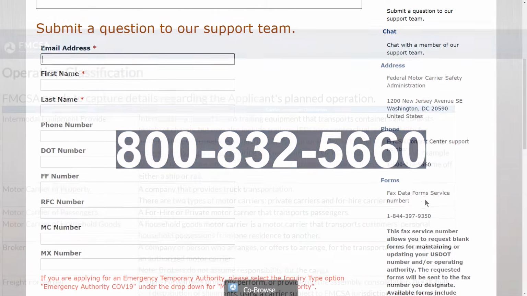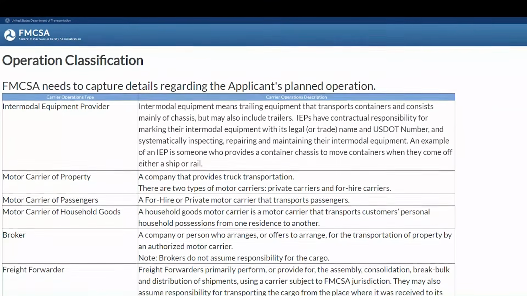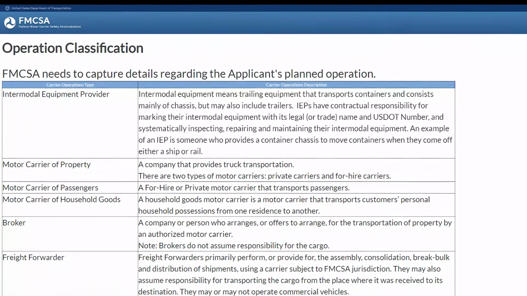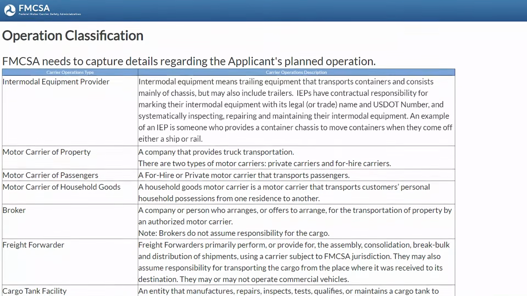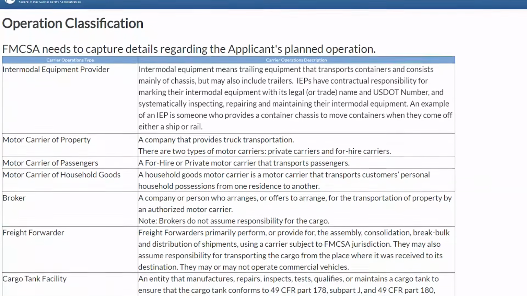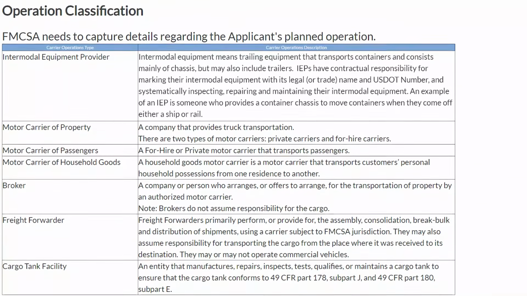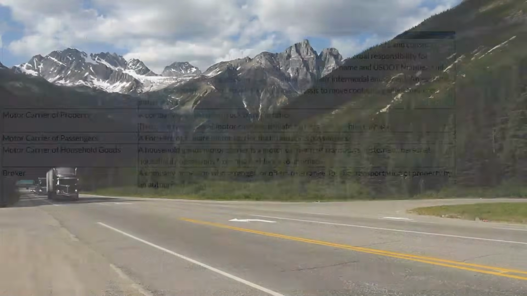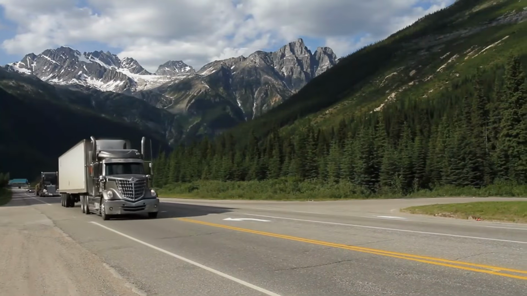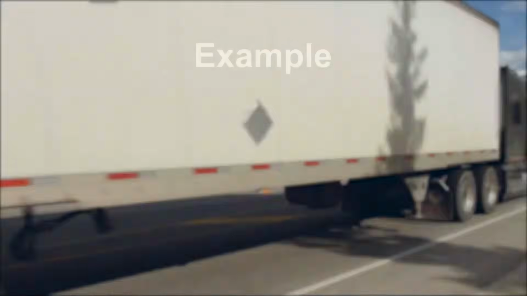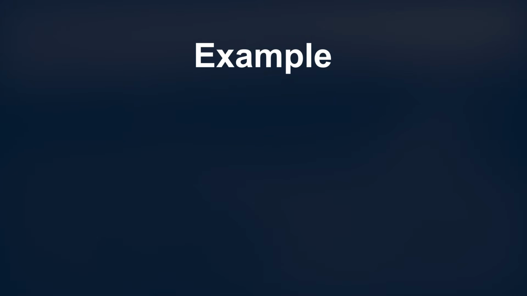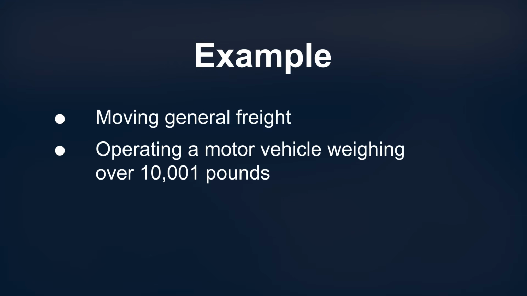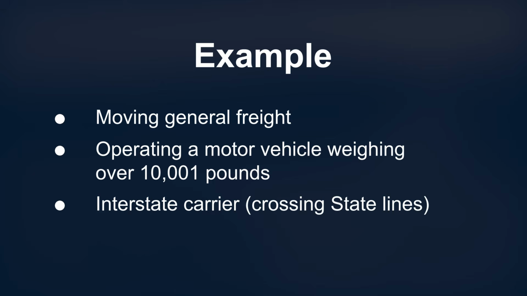800-832-5660. Before you start the Operation Classification section, please read the operation type definitions carefully. You do not want to register and pay for an authority that you do not need. In this example, we will talk about a general freight carrier. Let's say you are moving general freight, operating a motor vehicle weighing over 10,001 pounds, an interstate carrier, crossing state lines, for compensation.